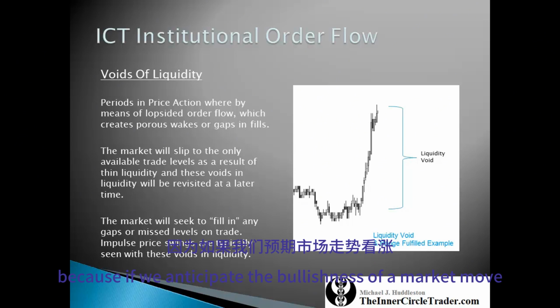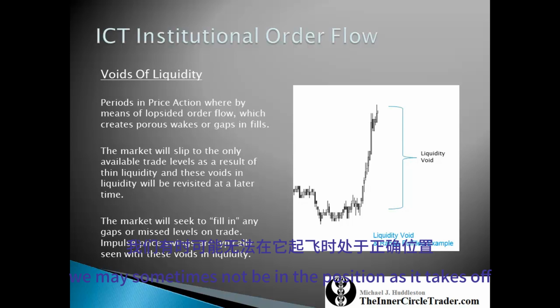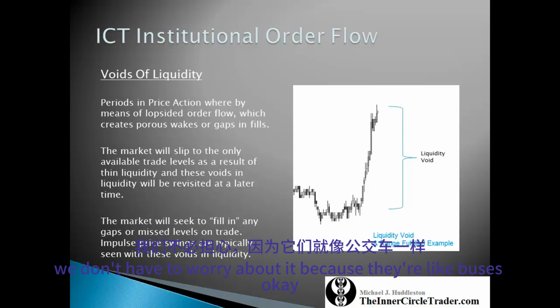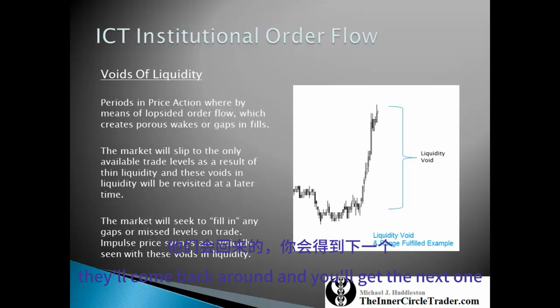Because if we anticipate the bullishness of a market move, and then we see this, we may sometimes not be in the position as it takes off, and that's fine. We don't have to worry about it because they're like buses. They'll come back around and you'll get the next one, and that's what we're going to get you to think about here.